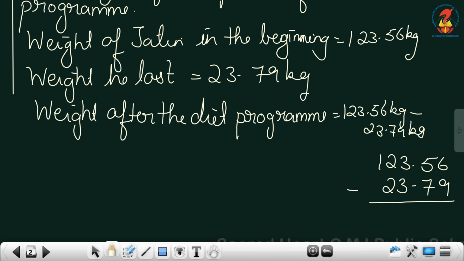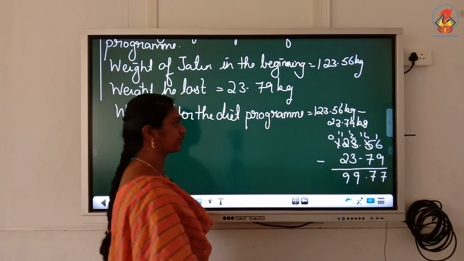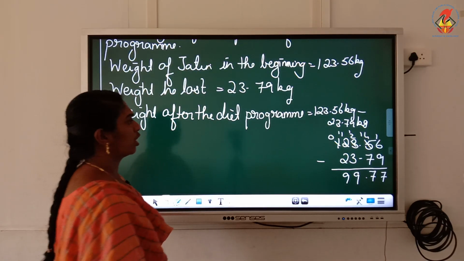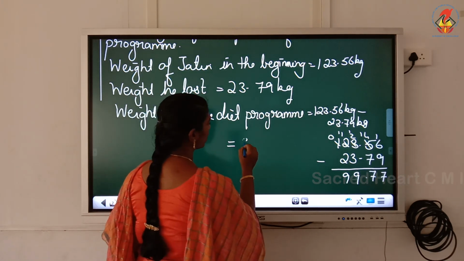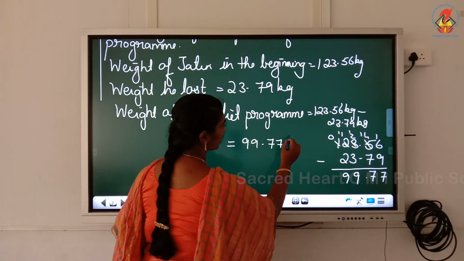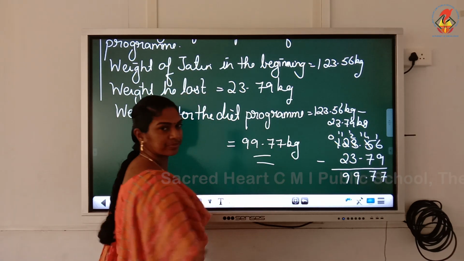123.56 minus 23.79. Now 6 minus 9 not possible, you borrow, this becomes 16 minus 9, you get 7 over here. 4 minus 5 again not possible, borrow, 14 minus 7 you get 7. 2 minus 3 not possible, you get 12 minus 3, that is 9. 1 minus 2 not possible, borrow, 11 minus 2 you get 9. So what is the weight that he becomes after his diet program? It is 99.77 kilogram. Okay.